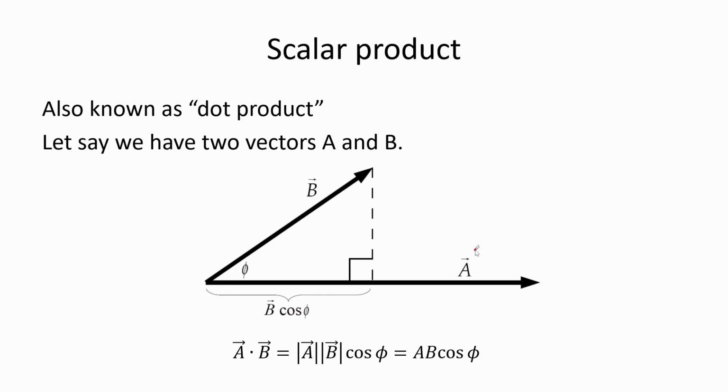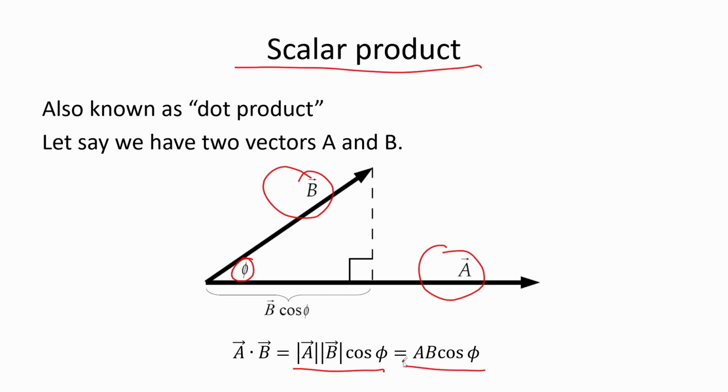Before that, we go to this mathematical method, which is the scalar product, or dot product. If you have vectors A and B separated by some angle theta, the dot product A dot B is given by this equation: the absolute value of A times the absolute value of B cosine phi, which gives you AB cosine phi. Take note, there are no arrows, meaning it is a scalar, hence scalar product.